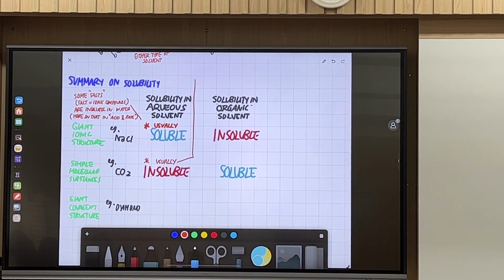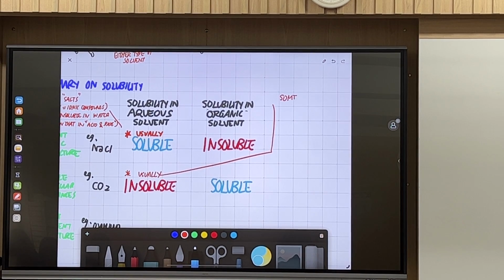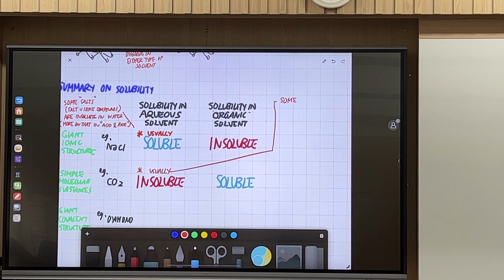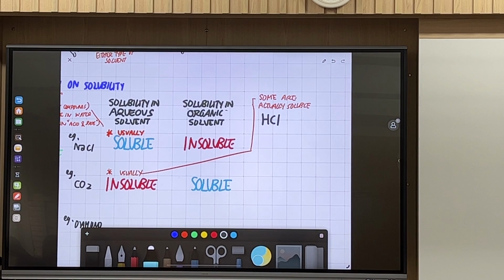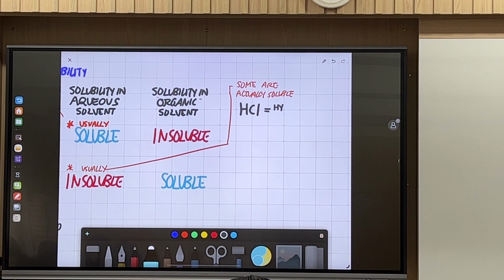So put down a few obvious exceptions. There are always exceptions. This is what makes chemistry so difficult to study. So some are actually soluble. Just put down a few of these examples, including the HCl in your stomach. If HCl is not soluble in water, why would you have acidic stomach juice? HCl is hydrogen chloride. When it dissolves in water, it forms the acid in your stomach juice, hydrochloric acid.